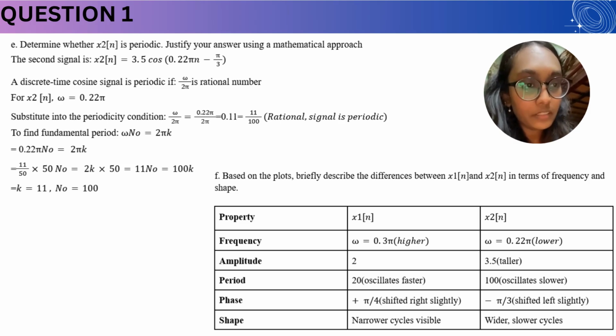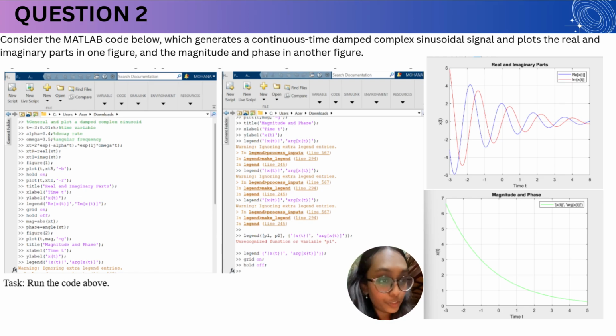Moving to the last part, part F. Comparing both plots, x1n oscillates faster with smaller amplitude, while x2n oscillates slower with larger amplitude due to its lower frequency and higher amplitude. Moving to question 2.